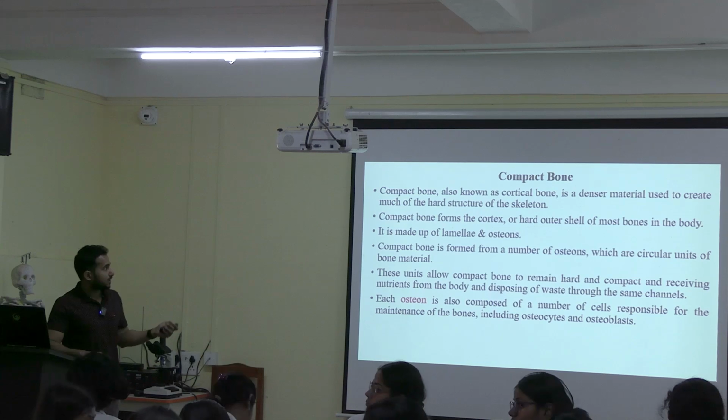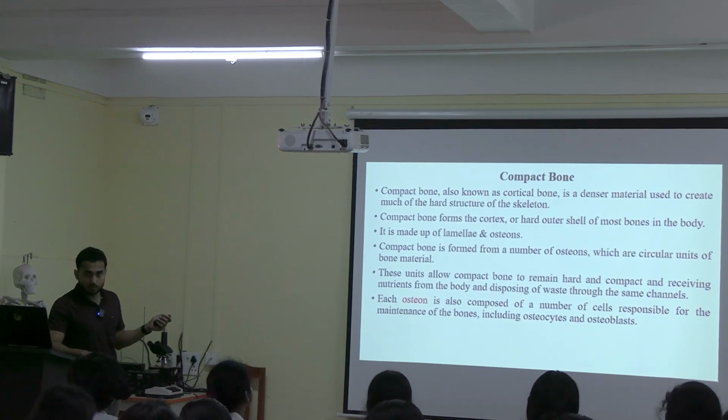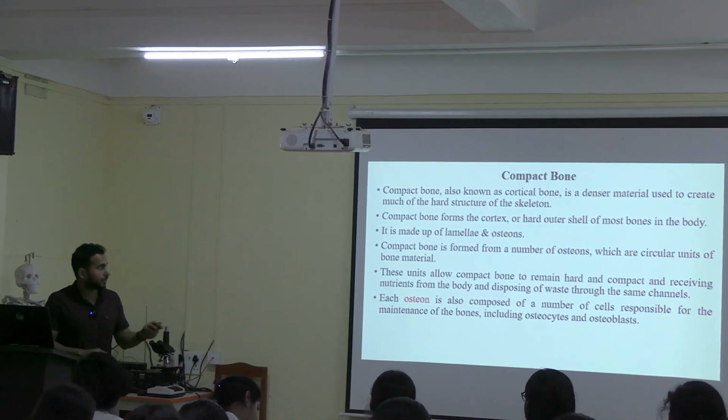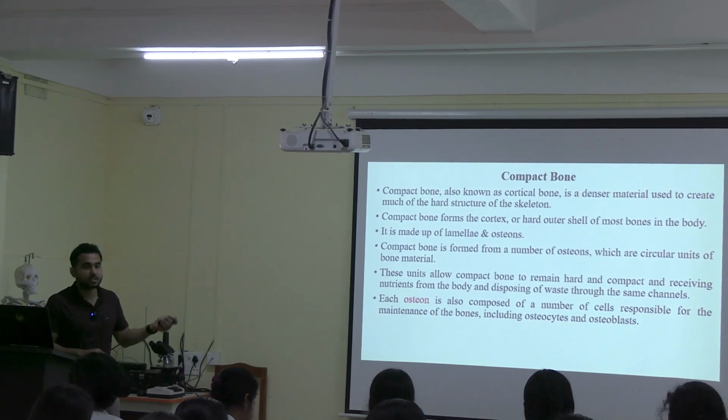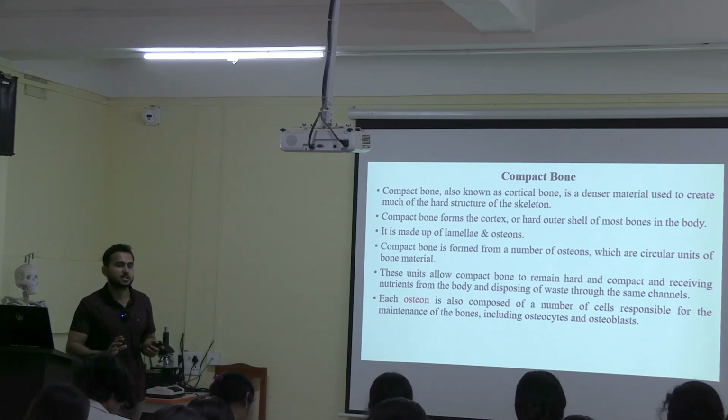Next, compact bone forms the cortex or the outer shell of most of the bones in the body. Now, if you see the structure of the compact bone, lamellae and osteons are present in it.